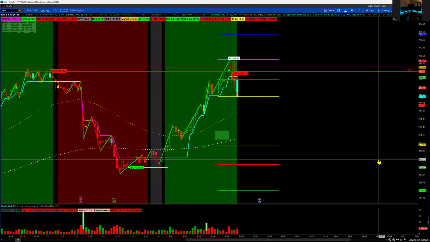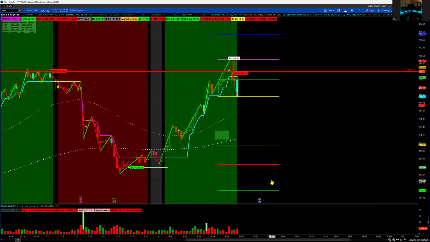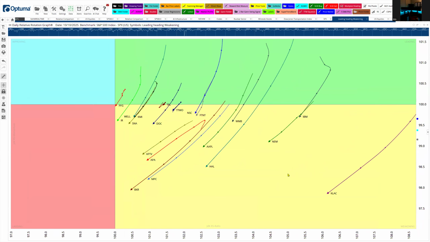It's the system that I built. It works. It's going to work most of the time. You just have to trust it. It'll tell you exactly where to set up, where the high of the day is, where you're going to define your risk.